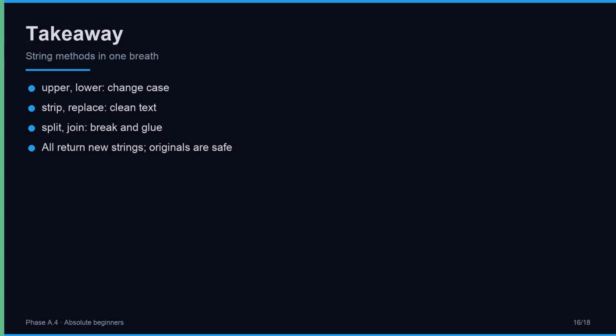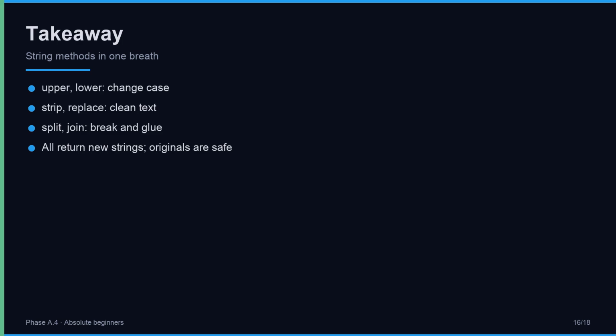Try each method. Upper and lower change case. Strip removes surrounding whitespace. Replace swaps substrings. Split breaks a string into a list. Join glues a list into a string. All return new strings, the original is never changed. Assign the result if you want to keep it. That is everyday text processing in 6 methods.